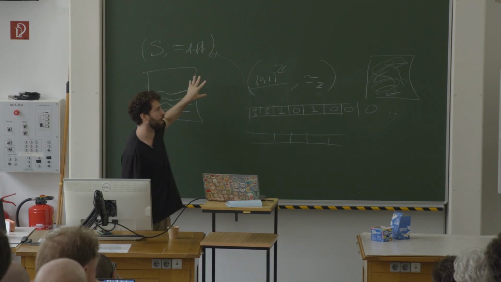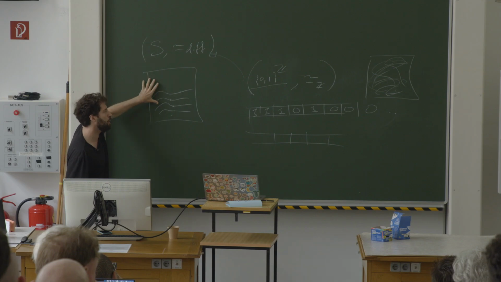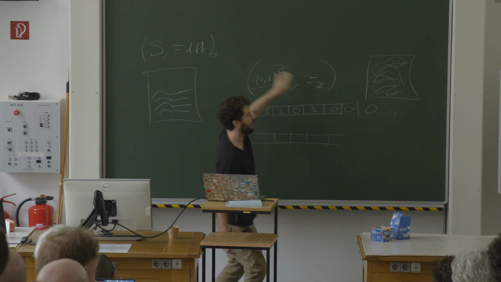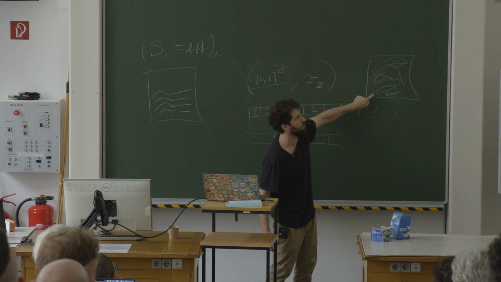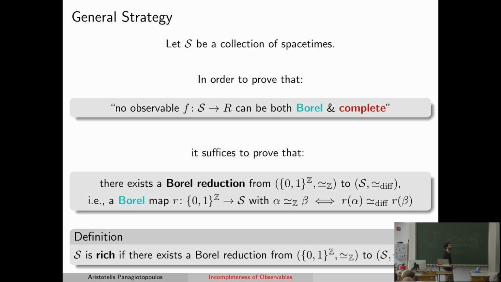So if I have such a Borel reduction, then I cannot find complete observables here, because if I found Borel complete observables here, by precomposing with this reduction, I would have found complete observables here, contradicting this folklore theorem, right? So now I have this hammer, and I'm trying to find nails. You can try to apply it to various collections of spacetimes, right? So here is a toy example.